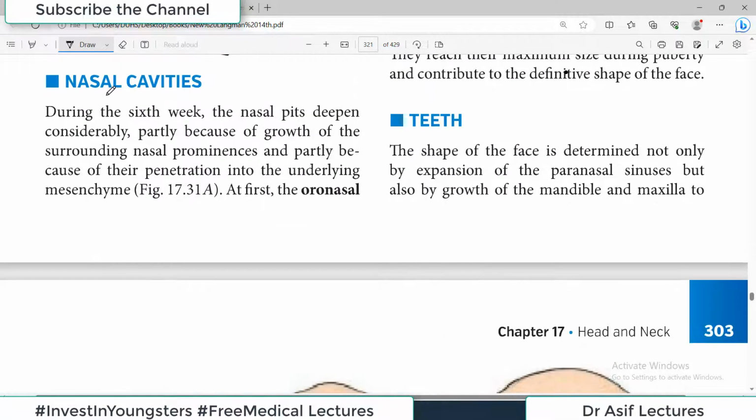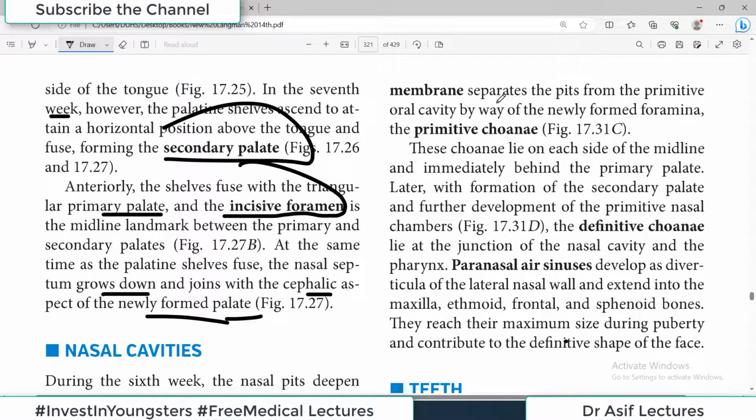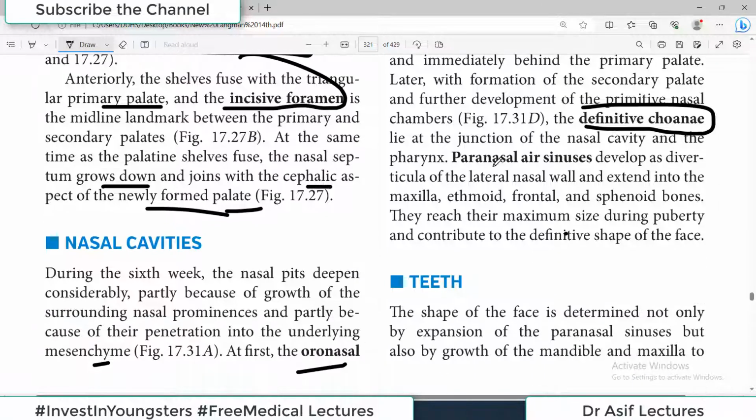Okay. Now the nasal cavities. During the 6th week of development, the nasal pits deepen considerably, partly because of growth of the surrounding nasal prominences and partly because of their penetration into the underlying mesenchyme. At first, the oronasal membrane separates the pit from the primitive oral cavity. Later the membrane ruptures, forming the newly formed foramina, the primitive choanae. These choanae lie on each side of the midline and immediately behind the primary palate. Later, with the formation of the secondary palate and further development of the primitive nasal chamber, the definitive choanae are formed at the junction of the nasal cavity and pharynx, and the paranasal sinuses develop in the nearby bones such as ethmoid, frontal, sphenoid and maxilla.